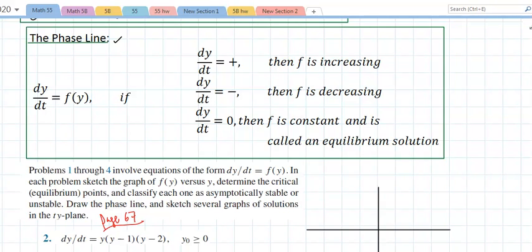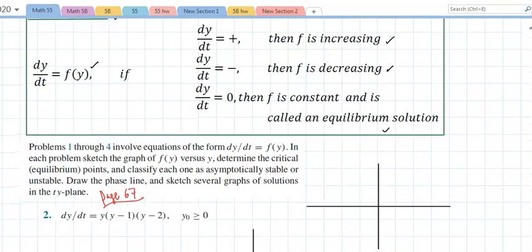dy/dt, we set that equal to f of y. We say, well, if dy/dt, if the derivative is positive, the function is increasing. If the derivative is negative, the function is decreasing. And if the derivative equals 0, which in calculus were critical points, then the function is constant, right? And it's called an equilibrium solution. So, a few things to define.